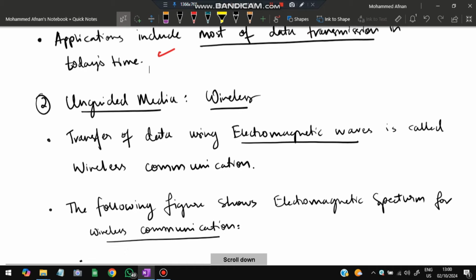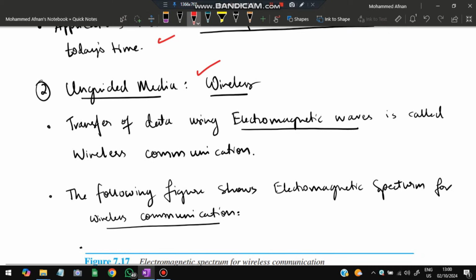Okay, next we have the unguided media. Unguided means electromagnetic waves are used in wireless communication. As you know, electromagnetic waves comprise different forms of waves, which have different wavelengths and frequencies. So let's have a look at what range of frequencies can be used for wireless communication.